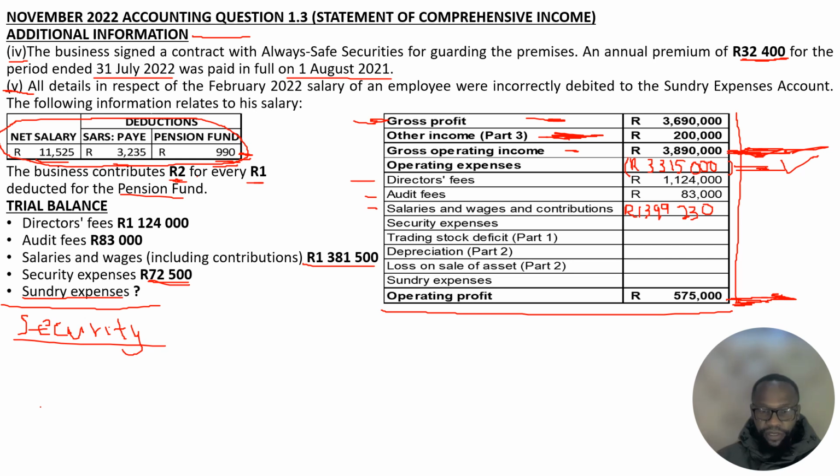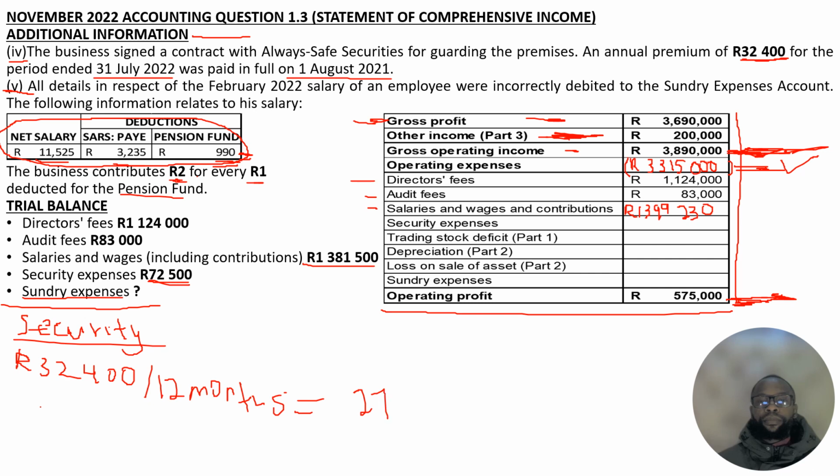So let's calculate how much is monthly. 32,400 divided by 12 months is equal to 2,700. So it's 2,700 per month.